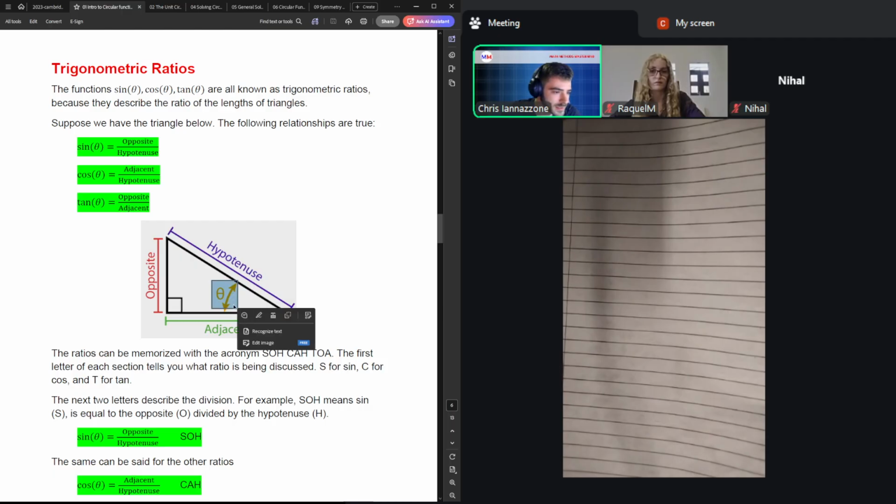So if your theta, the angle, is drawn here, whatever's not touching that angle, so this side and this side is touching, this side is not, that is the opposite. It is opposite the sides that it's touching. Of the sides that it is touching, one of them will always be the hypotenuse, the other is the adjacent. So that's your way of remembering which is which.